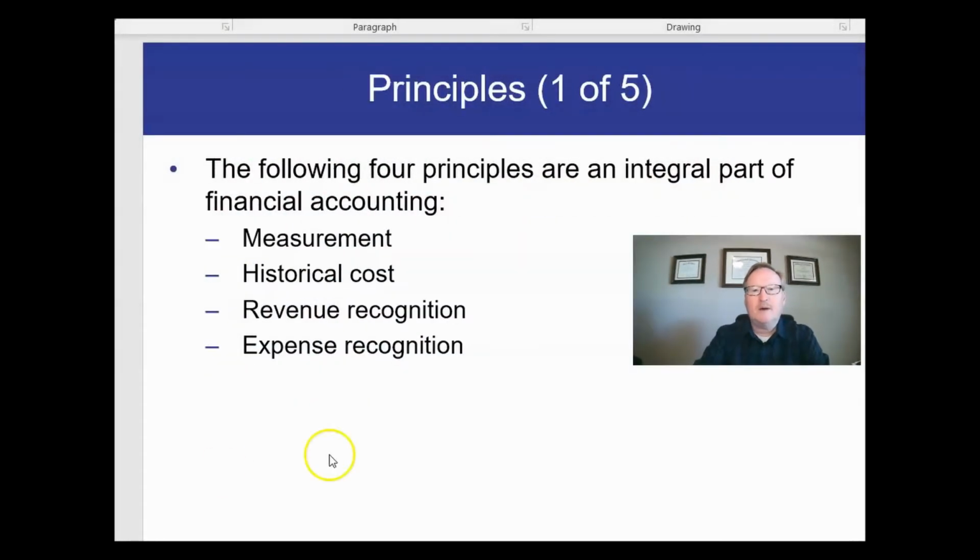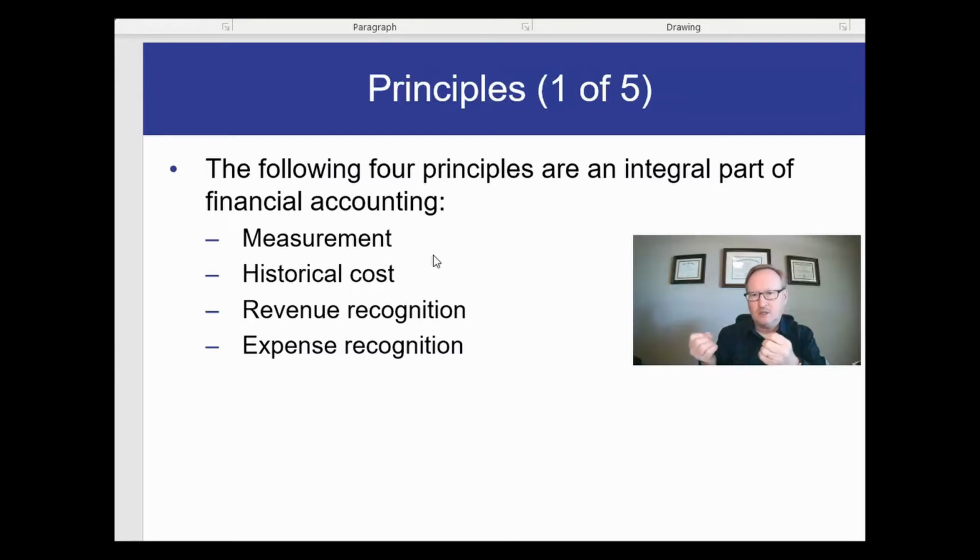So let's go back now. Let's see. And we want to talk about the principles. Okay, so principles, and I want to go through these a little bit more in depth. Measurement, historical cost, revenue recognition, and expense recognition. Now again, obviously, you've probably heard the words measurement and historical, that kind of thing. You may or may not have heard people say revenue or expenditures. In accounting, that's just kind of our language, and we'll look at that in a minute here.